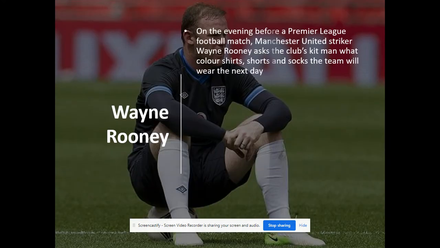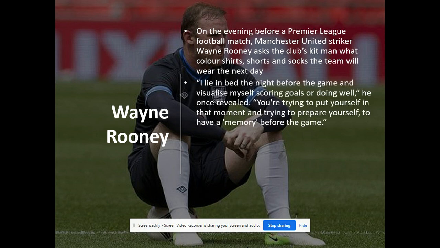I'm going to start with Wayne Rooney. On the evening before a Premier League football match, when he was playing for Man United, he asked the club's kit man what colour shirts, socks, and shorts the team will wear the next day. So every evening before a game: I lie in bed at night before the game and I visualise myself scoring goals or doing well. You are trying to put yourself in that moment and trying to prepare yourself to have a memory before the game.